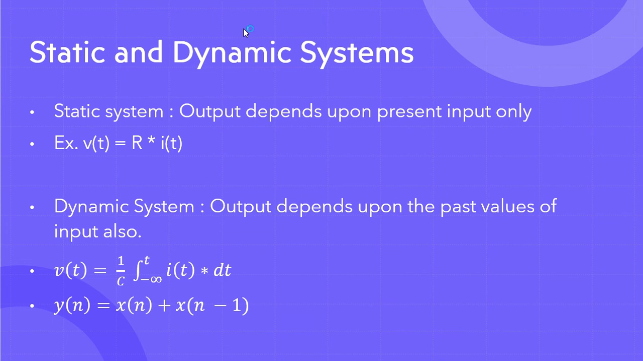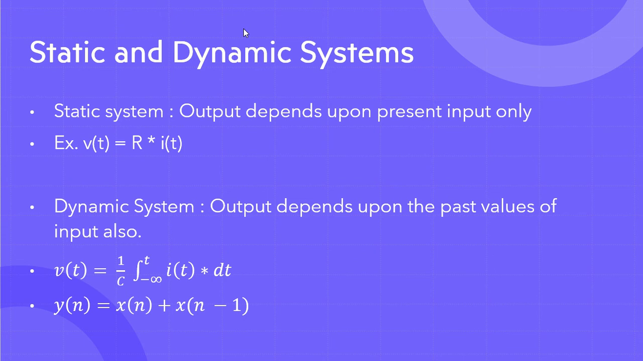Up until now we have seen what is a signal, what is a system, and different classifications of signals. In that we have seen continuous time signal, discrete time signal, analog and digital signals, periodic and non-periodic signals, even and odd signals. After that we have seen energy and power signals, random and deterministic signals, bounded and unbounded signals.